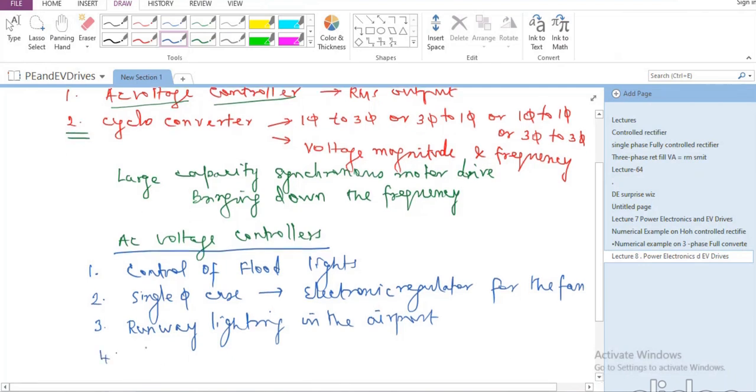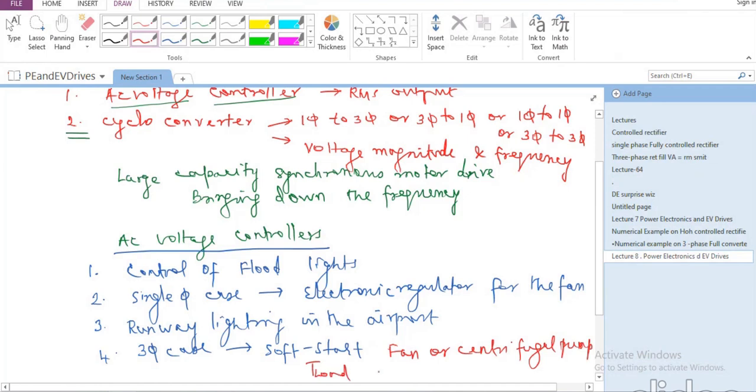And another application is the three-phase case. You might see that induction motors, which are three-phase induction motors, if you want to have a soft start, rather than applying full voltage and the motor drawing a very large current, if you don't mind having a lower torque during starting of an induction motor, for example, for a fan or centrifugal pump, where you are going to have generally load torque demand from these things. The load torque that is demanded in these things is proportional to speed square.